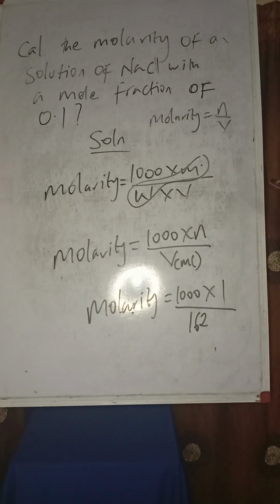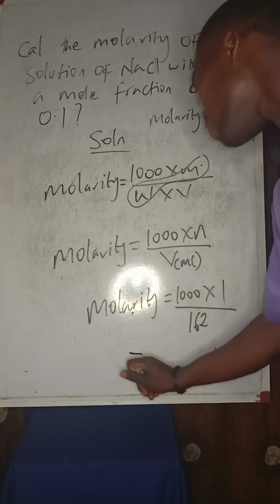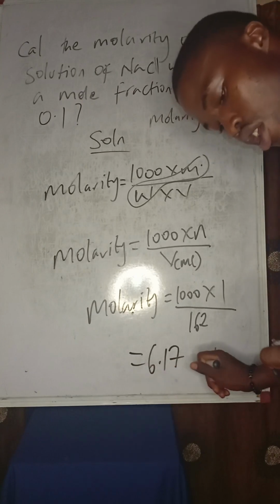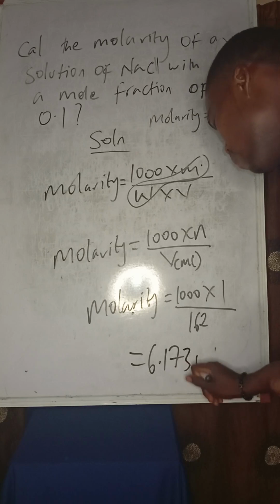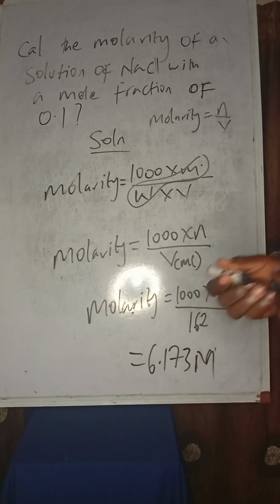So what therefore is our molarity? Our molarity would therefore be 1000 times 1 divided by 162. So that should be 6.17. So our molarity is going to be 6.173 molar, or mole per dm cube.